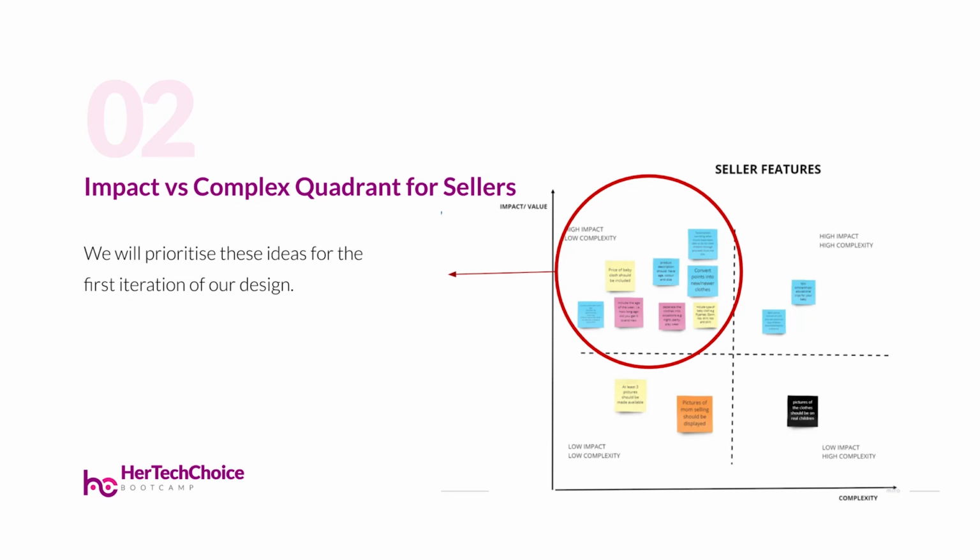Yes, so this is an example of the seller's features using the impact versus complexity, or the value versus complexity, graph, where we have the red circle showing the high impact and low complexity and the other parts. So the high impact and low complexity are those that will wow your customers and are easy to implement.